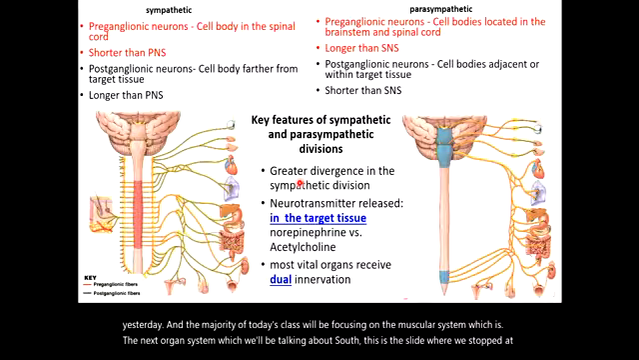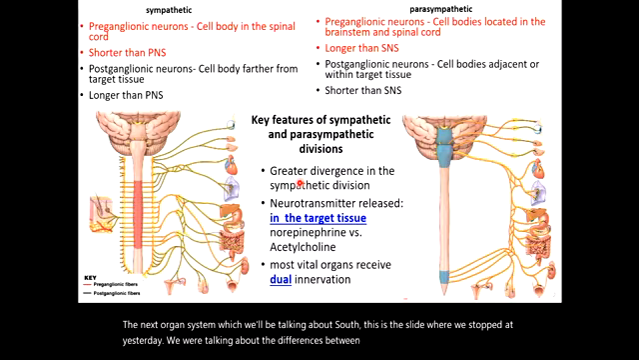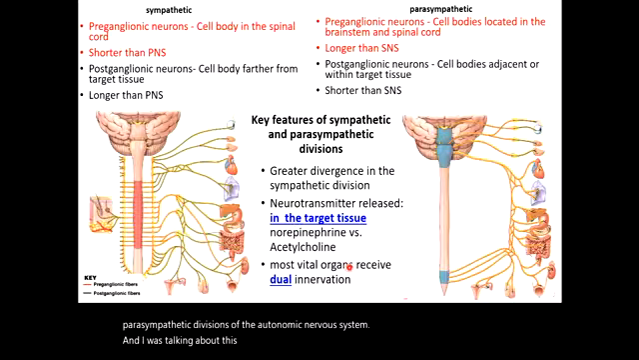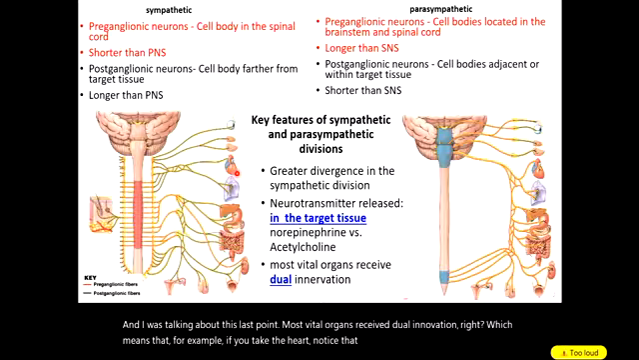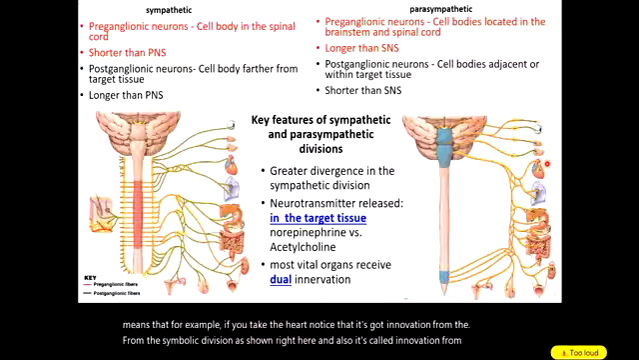We were talking about the differences between the sympathetic and the parasympathetic divisions of the autonomic nervous system. And I was talking about this last point. Most vital organs receive dual innervation, which means that, for example, if you take the heart, notice that it's got innervation from the sympathetic division as shown right here, and also from the parasympathetic division as well.